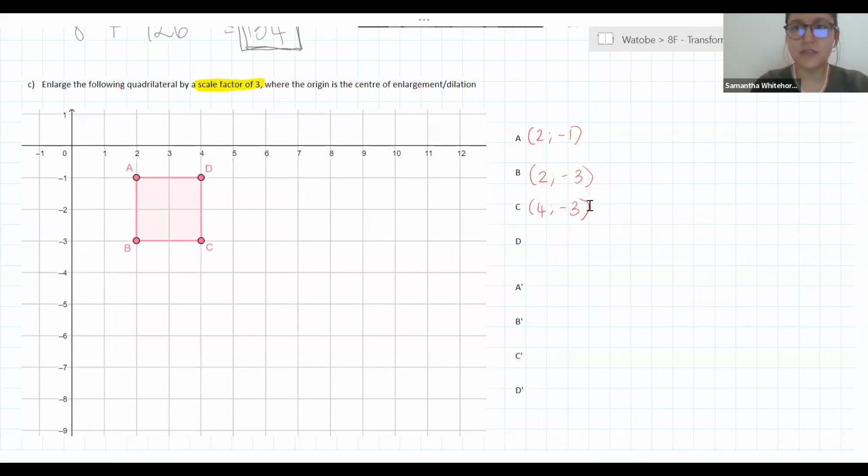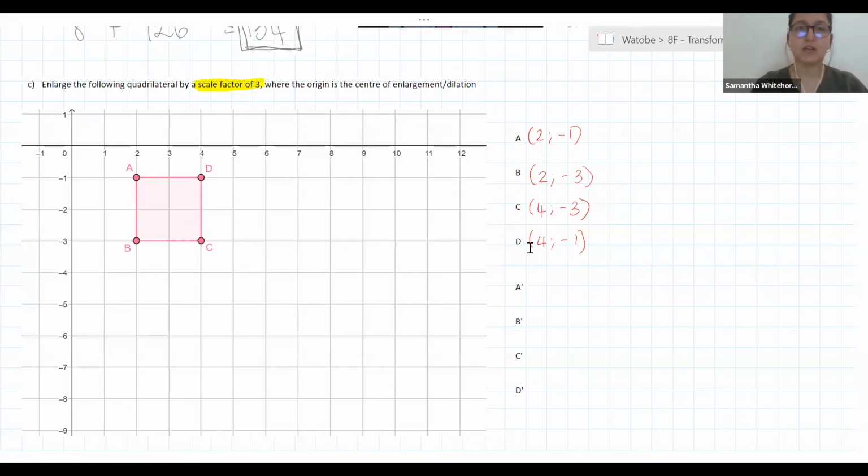Now, do you want to give us D's original coordinates? D is 4, -1. Excellent. Okay. I know there were other hands. Don't stress, guys. We're going to do lots more, so there'll be opportunities for you to answer. Those are our original coordinates.